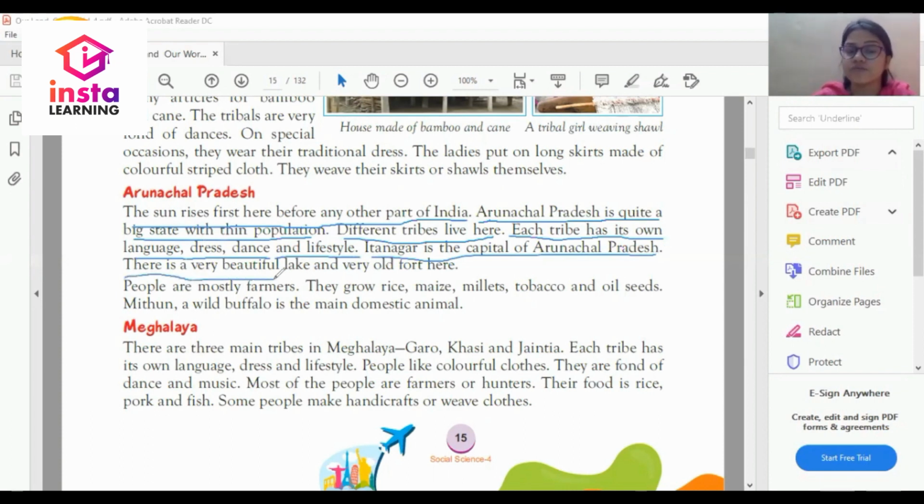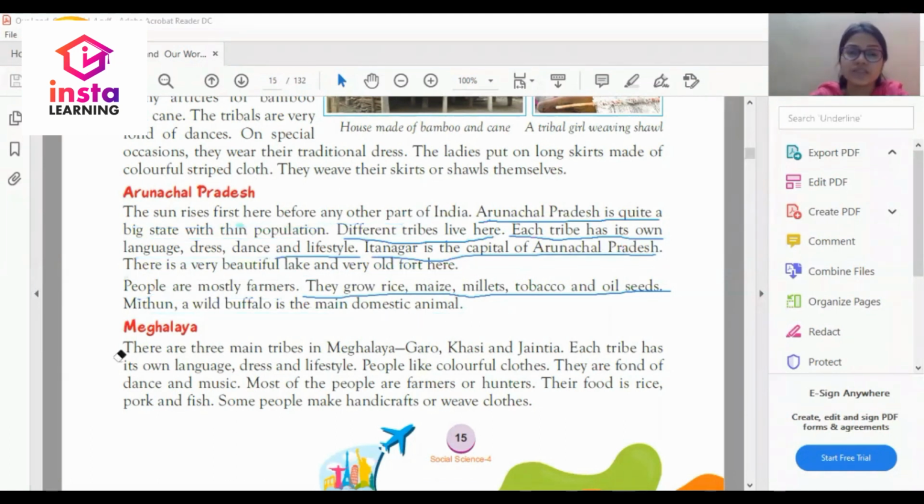There is a very beautiful lake and a very old fort here. People are mostly farmers. They grow rice, maize, millets, tobacco, and oilseeds here. Mithun, a wild buffalo, is the main domestic animal of Arunachal Pradesh. So this is a very important question: what is the main domestic animal of Arunachal Pradesh? The answer is Mithun, a wild buffalo.